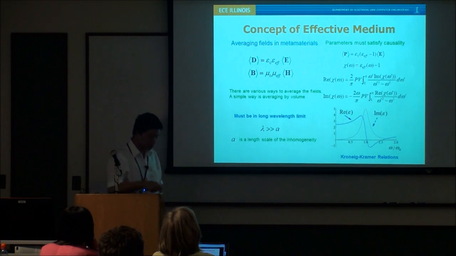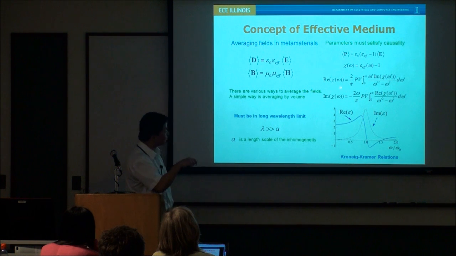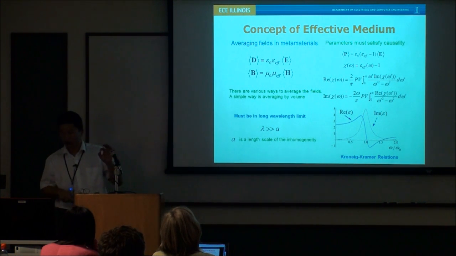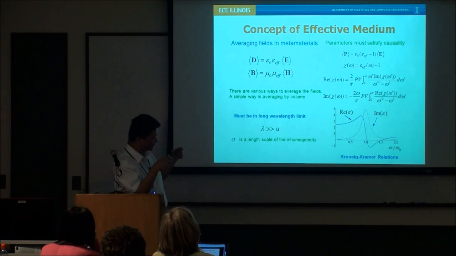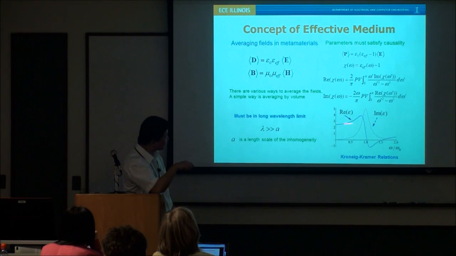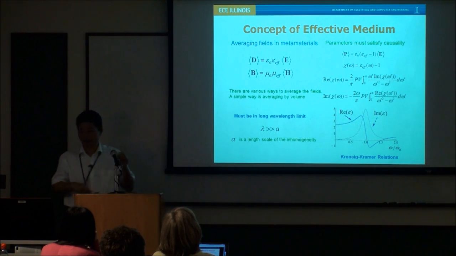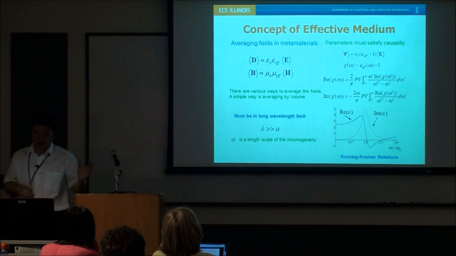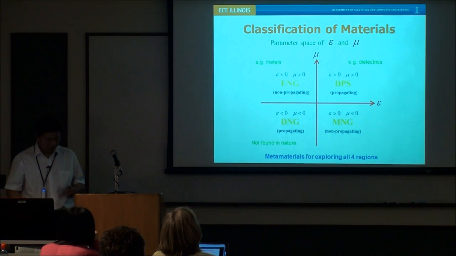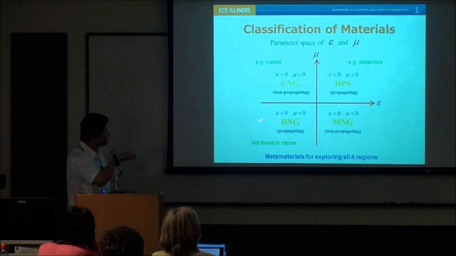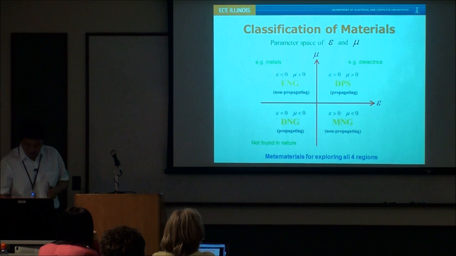So chi has to satisfy this Kramers-Kronig relationship, where the real part and the imaginary part of chi are basically entangled together. This has to be satisfied even for a metamaterial. Once you have that relationship satisfied, then you can start to design your metamaterials. Again, here we want to design something in this quadrant, which has negative permittivity and negative permeability.